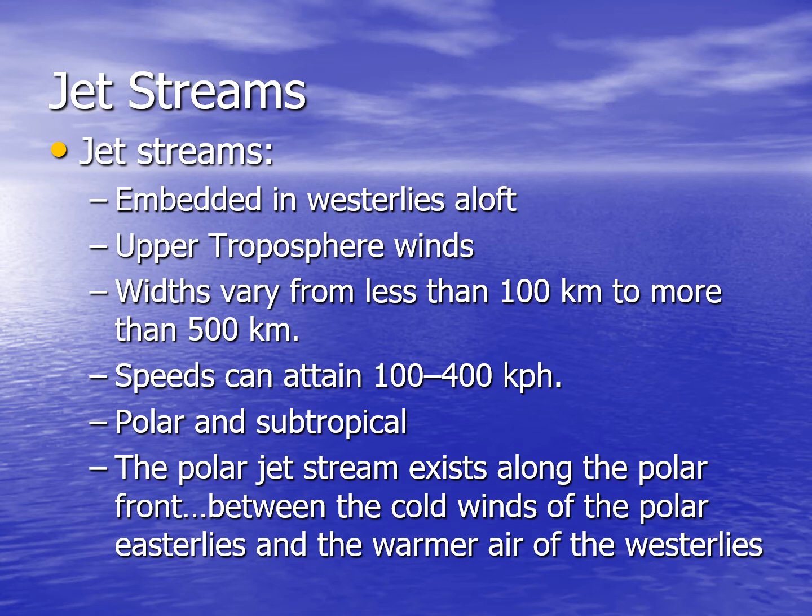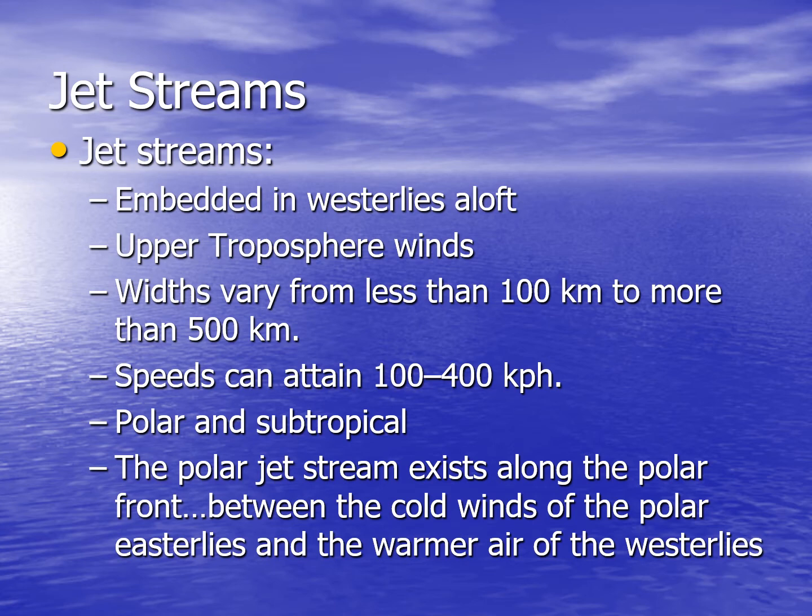Okay, jet streams. I forgot jet streams were in this unit. Okay, so jet streams are upper level airflows. So they're higher up within the troposphere. Upper troposphere winds, they tend to be embedded in the westerlies at these higher altitudes. And they tend to be kind of skinny. The width of jet streams is from less than 100 kilometers to more than 500 kilometers. But they're relatively skinny. They're basically like these fast-moving rivers of air at higher altitudes in the troposphere. How fast? 100 to 400 kilometers per hour. That's pretty darn fast.